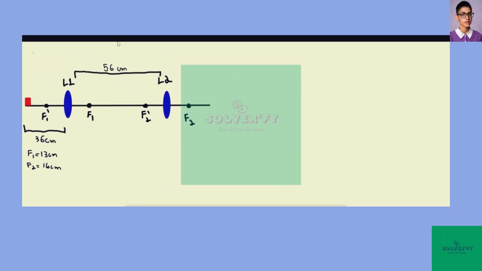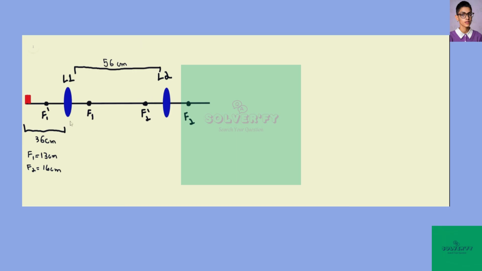Okay, so in this situation, we have a lighted candle and two converging lenses, and we want to first draw the ray diagram and estimate the location and relative size, and then do the actual calculation. Both of them are converging lenses, so the light rays will converge to the focal point, and we have the information of where the focal points are. This is f1 and f1 prime, and f2, f2 prime.